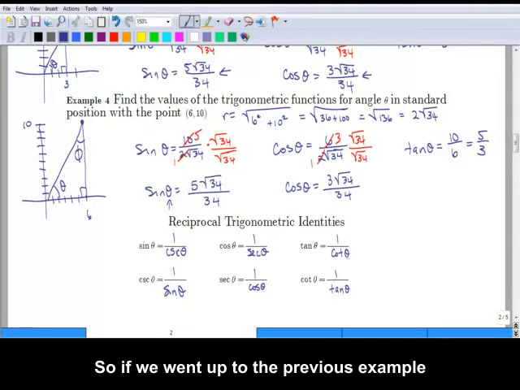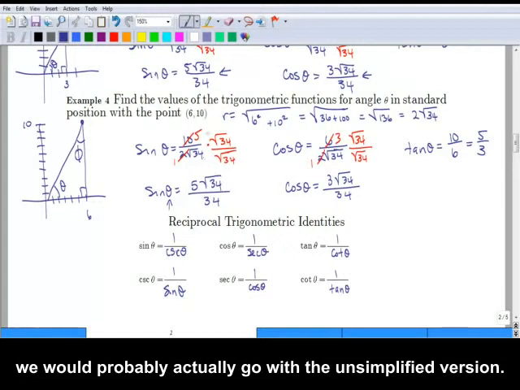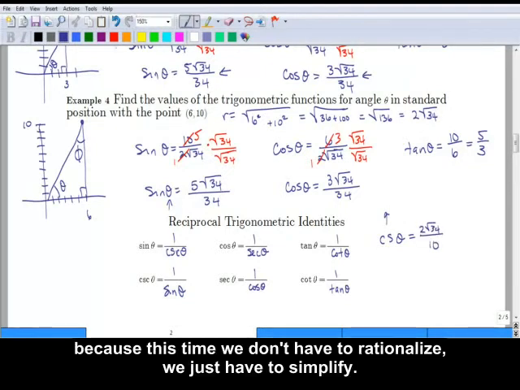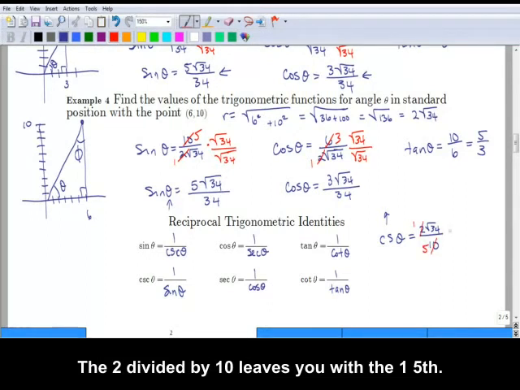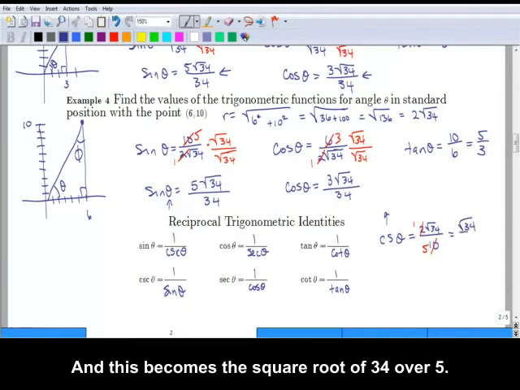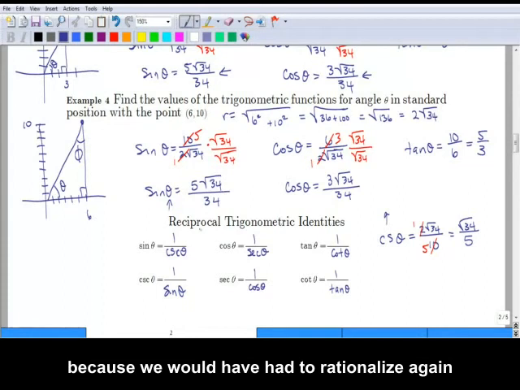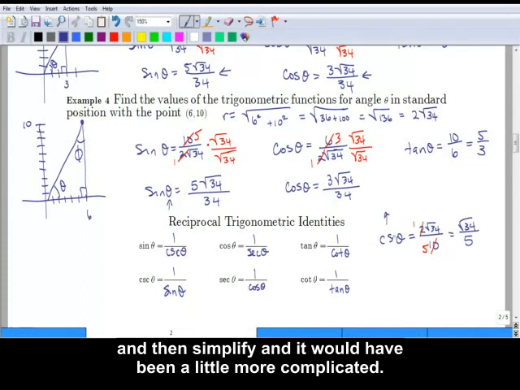So if we went up to the previous example and we wanted to find the reciprocals here, we would probably actually go with the unsimplified version. In this case, cosecant of theta for the above example would be 2 root 34 over 10, because this time we don't have to rationalize, we just have to simplify. The 2 divided by 10 leaves you with a 1/5, and this becomes the square root of 34 over 5, which does look different than the sine theta if it had been flipped over, because we would have had to rationalize again and then simplify, and it would have been a little more complicated.